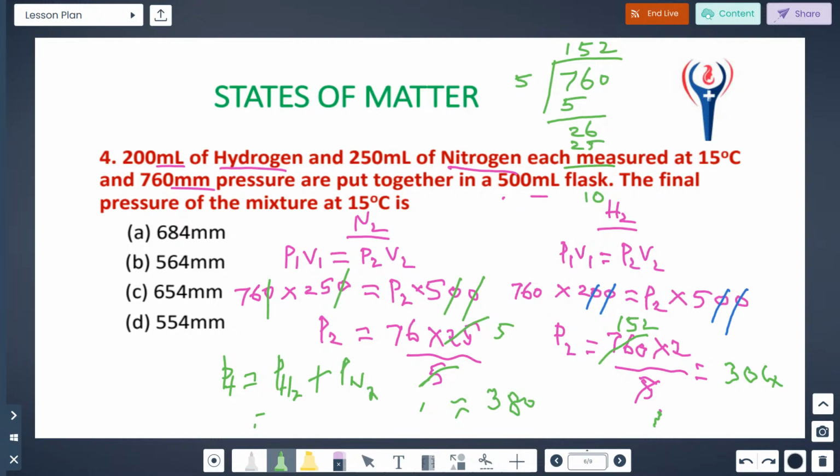If you add these two, we get 684. See this answer. Both nitrogen and hydrogen are producing how much pressure? That's the question. I put them separately, then if you add, the answer is nearly 684. Are you following? Next one. This is based on Dalton's law of partial pressure. Total pressure is equal to the sum of all the partial pressures. That's called Dalton's law of partial pressure. Understood? Next one.